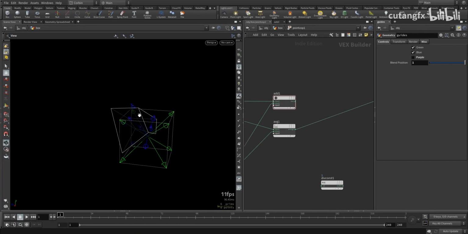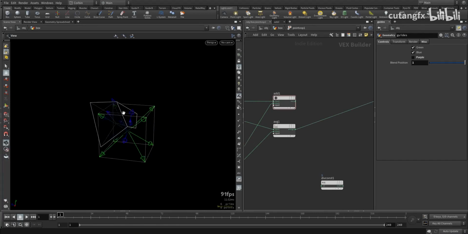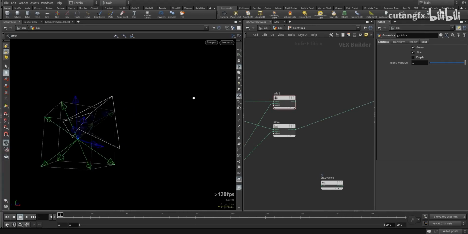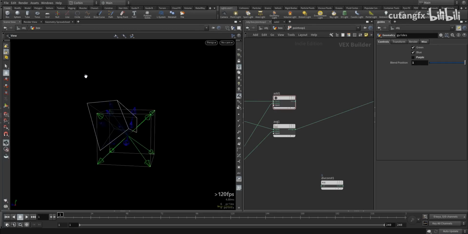You'll see here that the average looks similar to what the random, weird shape looked like, but it's a scaled down version because it's blended closer towards the original cube value.